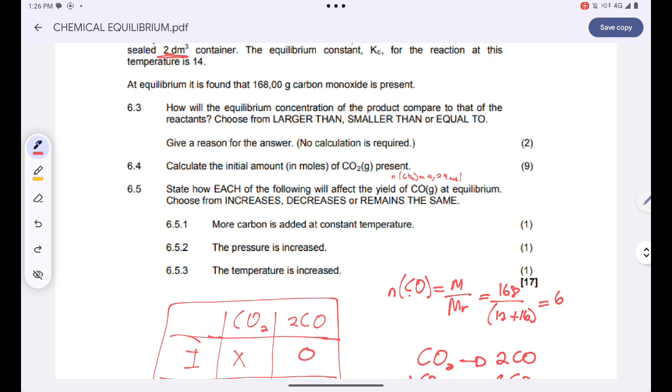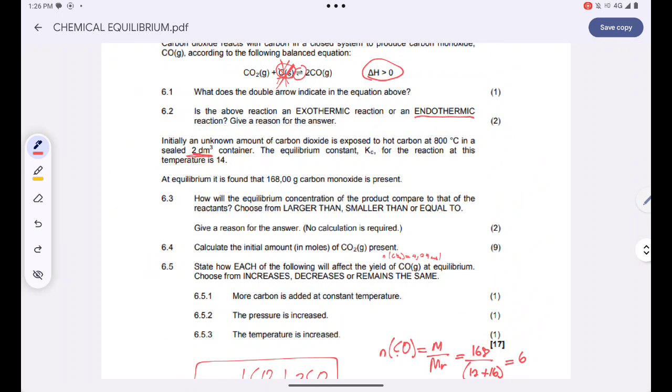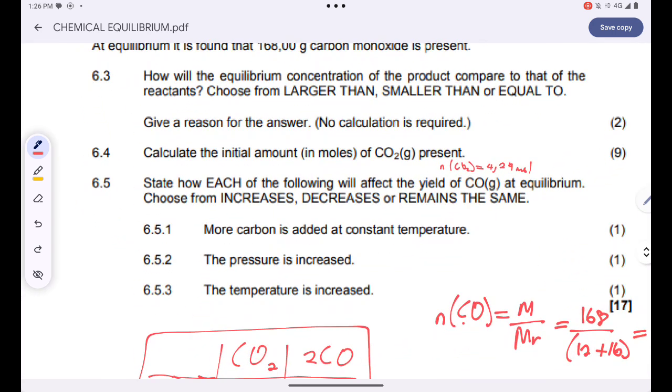Now I'm supposed to state how each of the following will affect the yield of carbon monoxide at equilibrium. Choose from increase, decrease, or remain the same. 6.5.1, if more carbon is added at this temperature. It doesn't matter, guys, how much carbon we have. Carbon will never affect equilibrium. Why? Because carbon is a solid. Since you cannot find the concentration of a solid, whatever changes we make, this will never affect the yield of our carbon monoxide. So the yield will just remain the same.